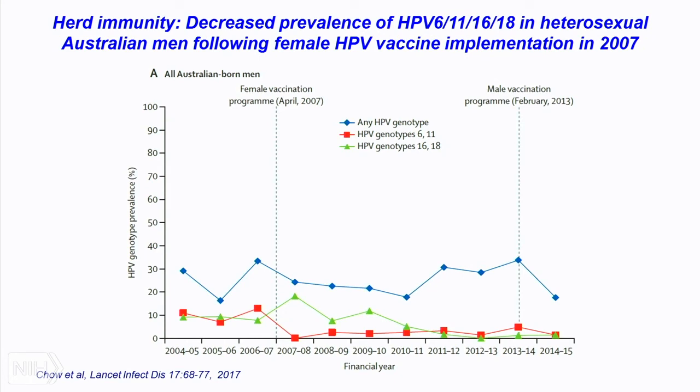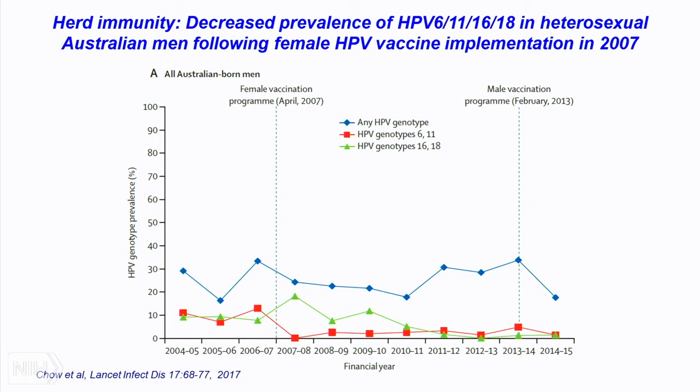A year ago in Australia, they published these data, which really are looking at three different classes of HPV. Let's first look at blue, which is infection with any HPV type, because there are many genital HPV infections that are not attributable to HPV 6, 11, 16, and 18, and there's no change in those infections. However, when you look at the prevalence of HPV 6 and 11 shown in red, within a year or so of introducing the vaccine, the prevalence goes down to close to zero.